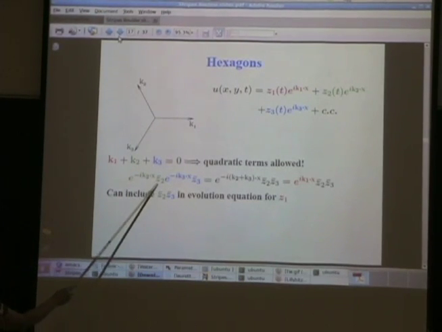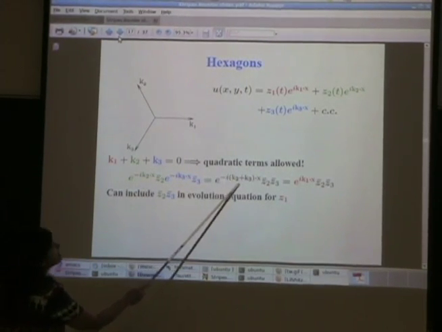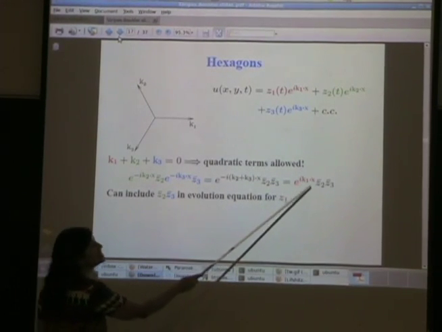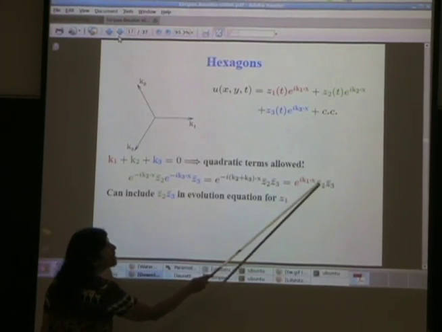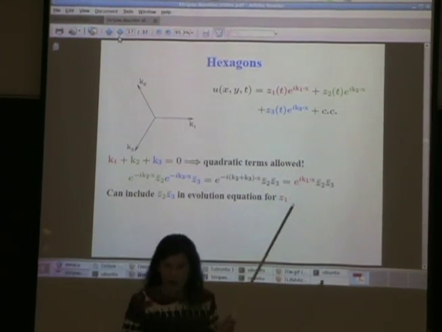And therefore, if we multiply e to the minus ik2x, e to the minus ik3x, we get e to the ik1x. So we can put terms like z2, z3 bar into our evolution equation for z1. And the same holds for all of them.